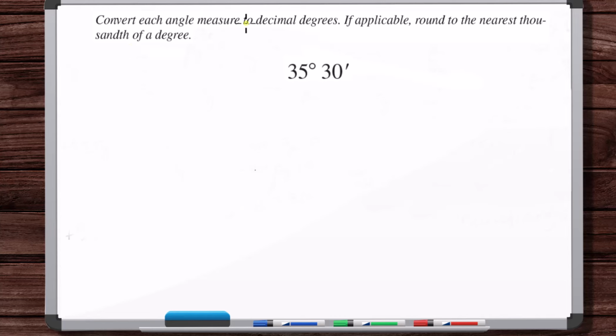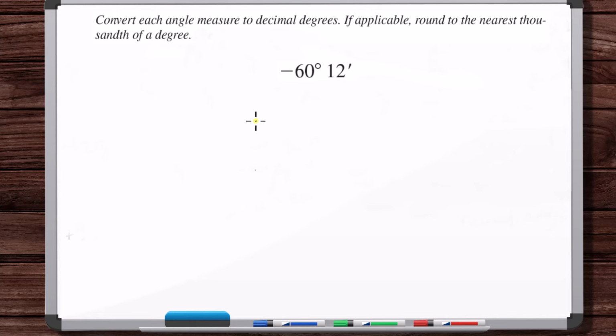Okay, convert each angle measure to decimal degrees. If applicable, round to the nearest thousandth of a degree. So we want to convert 35 degrees, 30 minutes to just pure degrees. So this is going to be a decimal, right? Because the minutes and seconds represent fractions of a degree. So, okay, we've got 35 degrees. Now, what does 30 minutes mean? Well, 1 minute is a 60th of a degree. So we've got 30 divided by 60. Now we're in degrees. So this is 0.5. So we've got 35.5 degrees.